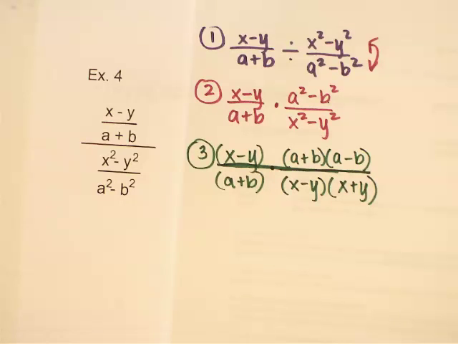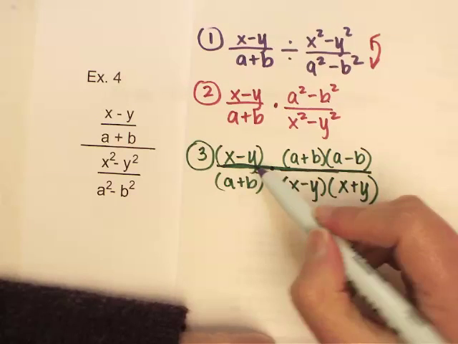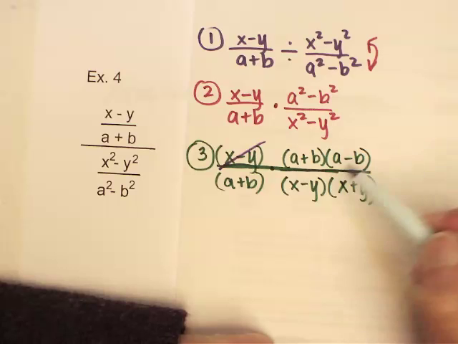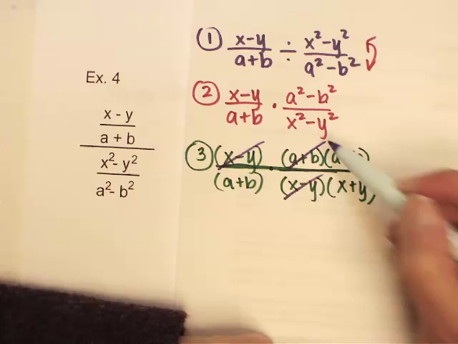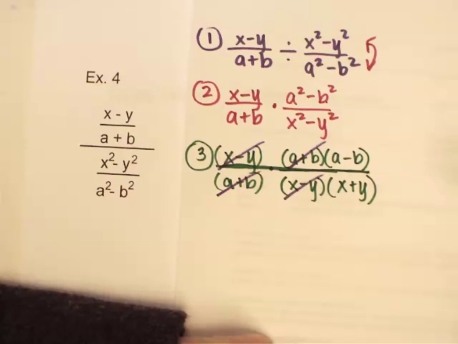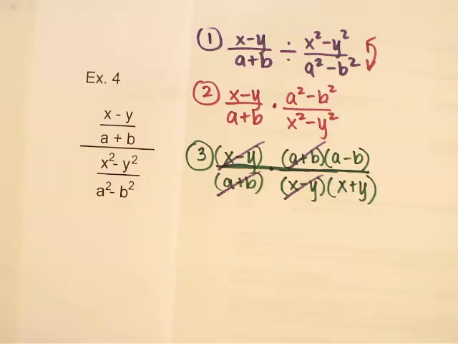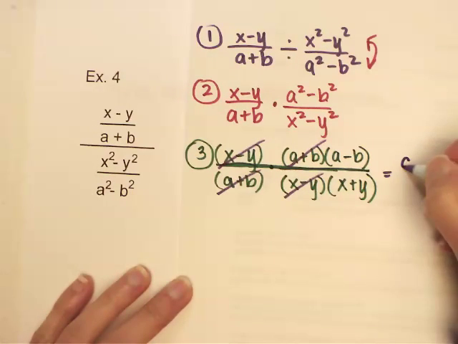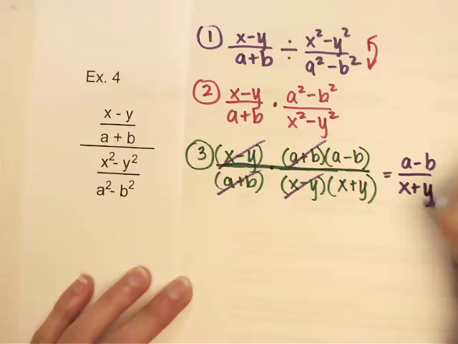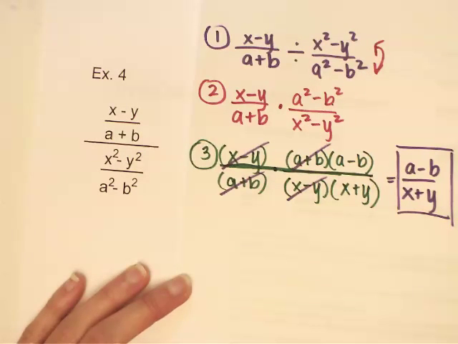Okay, so we see an x minus y in the numerator and an x minus y in the denominator. There's an a plus b, and a plus b, and is there anything left to cancel? Nope, so we are just about finished. That's a minus b over x plus y. And that's your final answer.